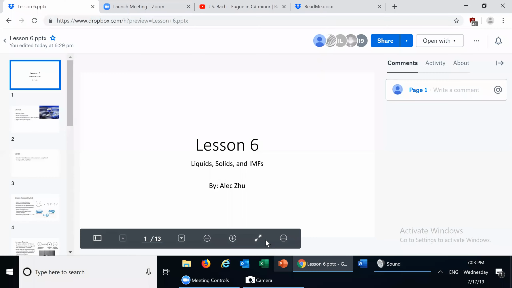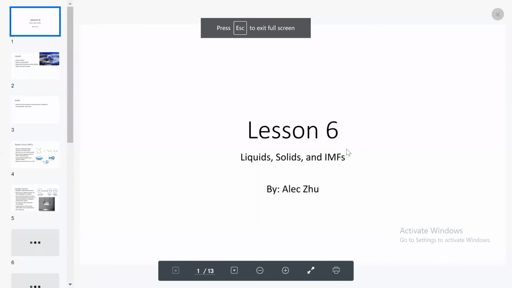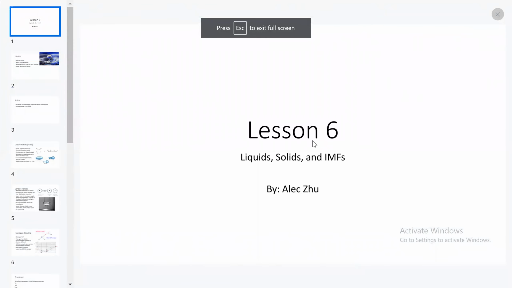So now with that out of the way, I think we can start the lesson now. So today we're going to be talking about liquids and intermolecular forces. And if we have extra time, we can also cover some stuff about solids. Okay.